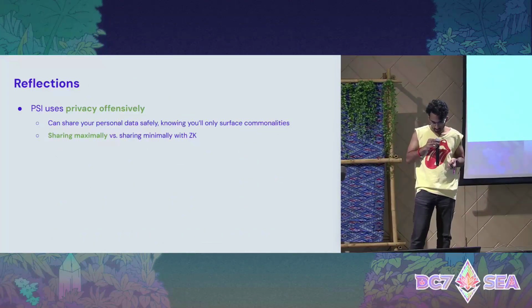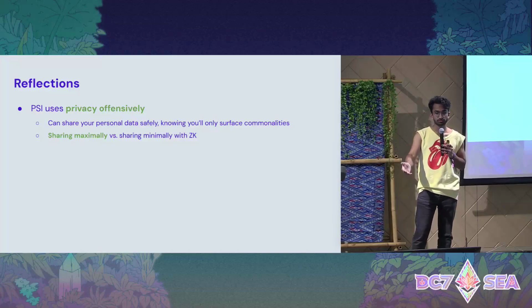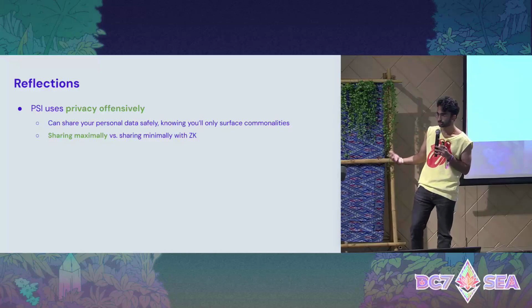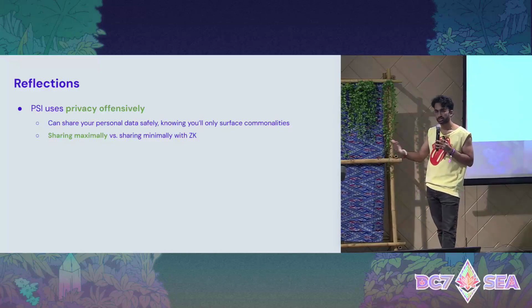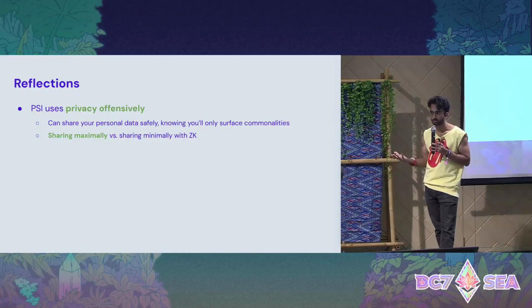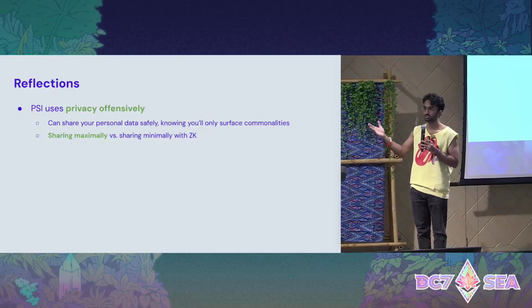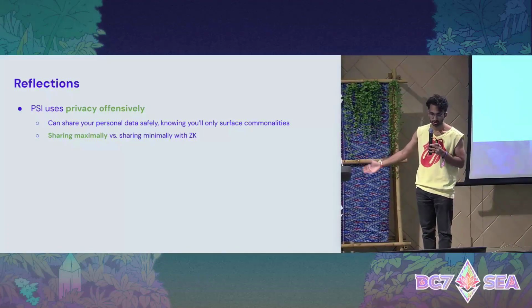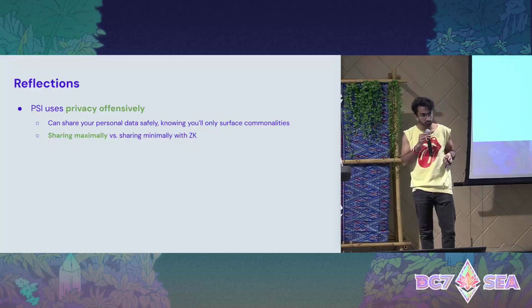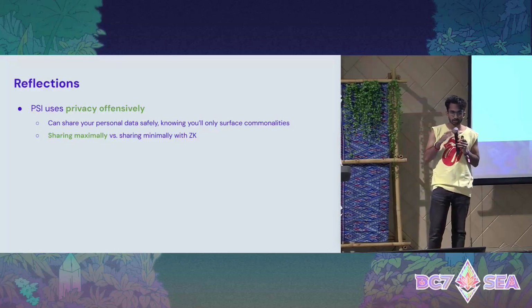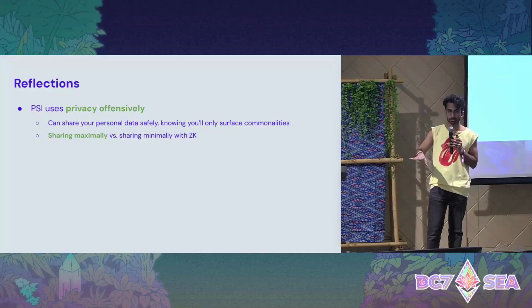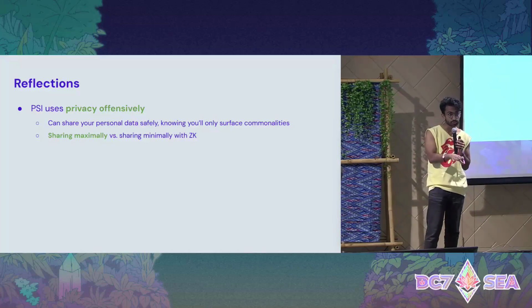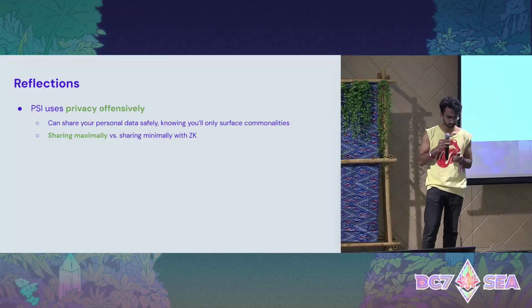So I think one nice thing about PSI is that it is using privacy in an offensive way, which is that you can put out a bunch of data about yourself and the only things that are going to be revealed are what you have in common with other people. In general, I think the risk of negative side effects for something like this is much lower, because in the very worst case, even if it is something weird or personal, it's shared by the other person. This contrasts with tools like zero knowledge proofs, where the goal is to share as minimally as possible. You want to only reveal what you need to and then hide everything else.